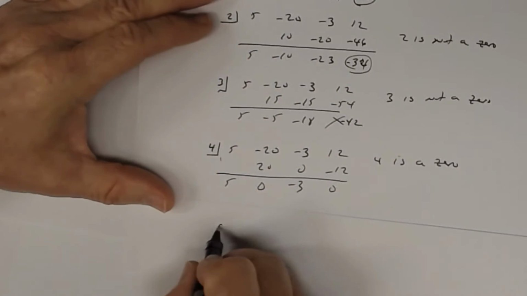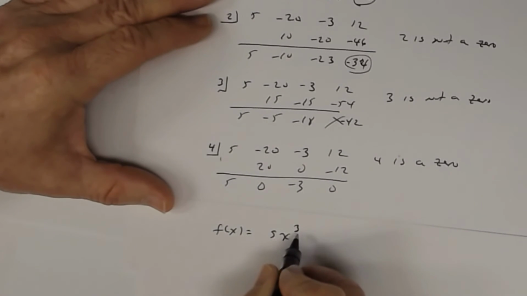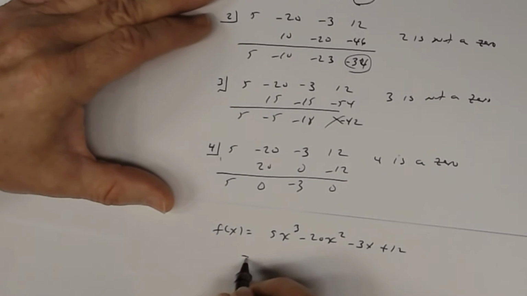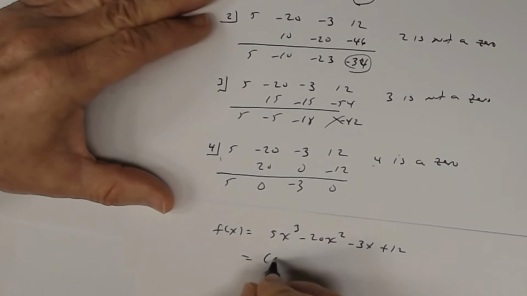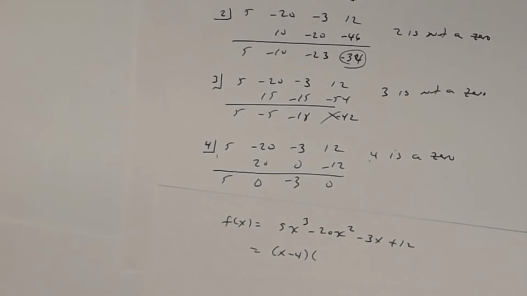Okay, so f of x, remember, is this. It's 5x cubed minus 20x squared minus 3x plus 12. So let's go ahead and factor this. Since 4 is a 0, that means x minus 4 is a factor. And then your quotient, these are the coefficients right here. So remember, this is your remainder.